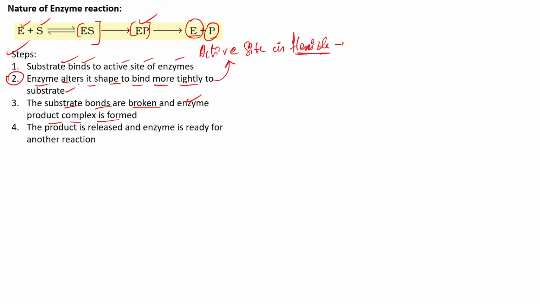The last step is that the product is released and the enzyme is ready for another set of reactions. The product is released, the enzyme is now free, and this enzyme is ready for catalyzing the next set of reactions. So this is the nature of enzyme action.